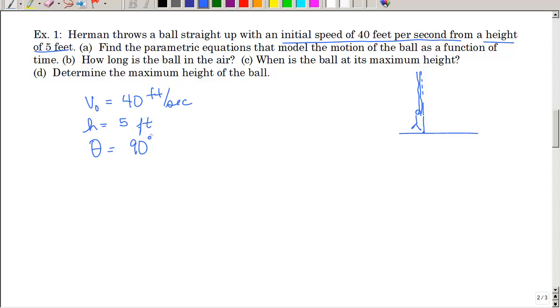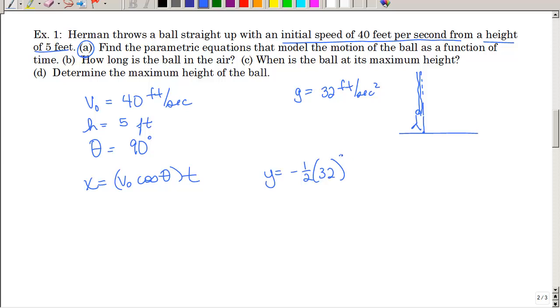I don't think so. So part A, find the parametric equations that model the motion of the ball as a function of time. Remember, we have two of those. We have x equals v naught cosine theta times t, that's the horizontal, and then we have this one. Now g is 32 feet per second squared. That's a constant. So those are our two equations.